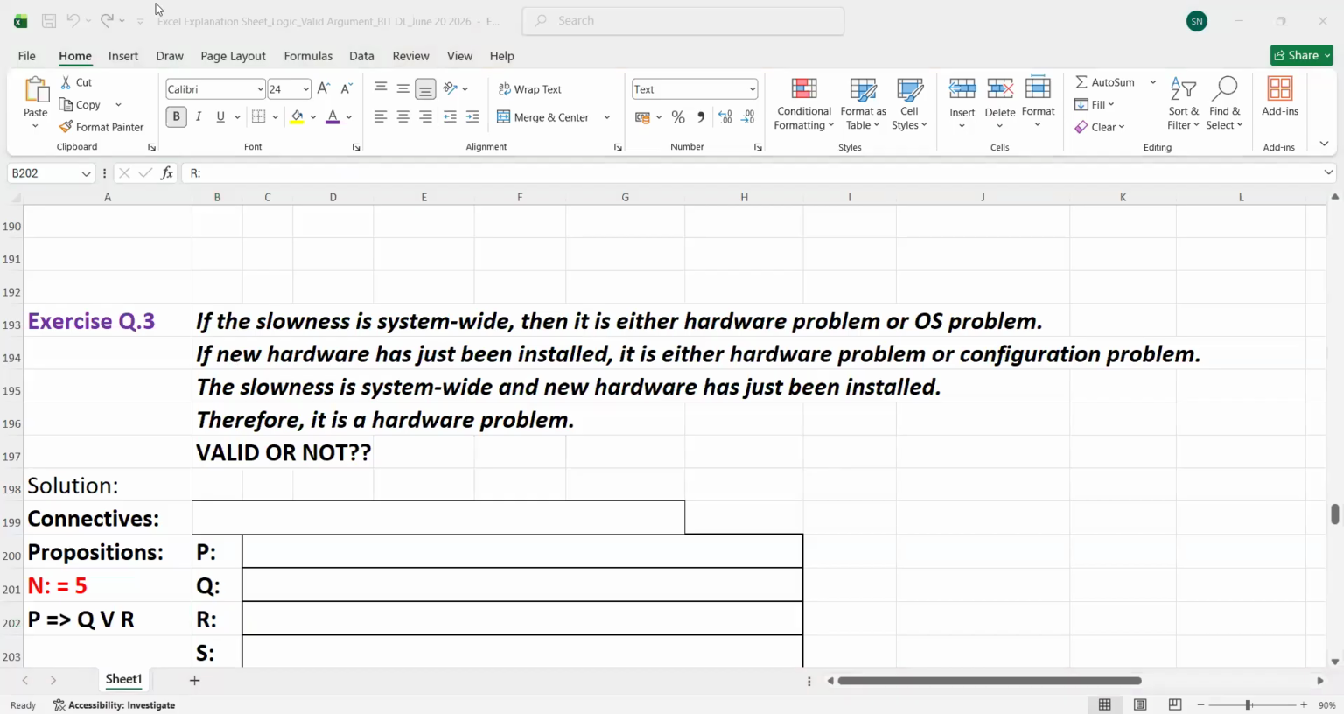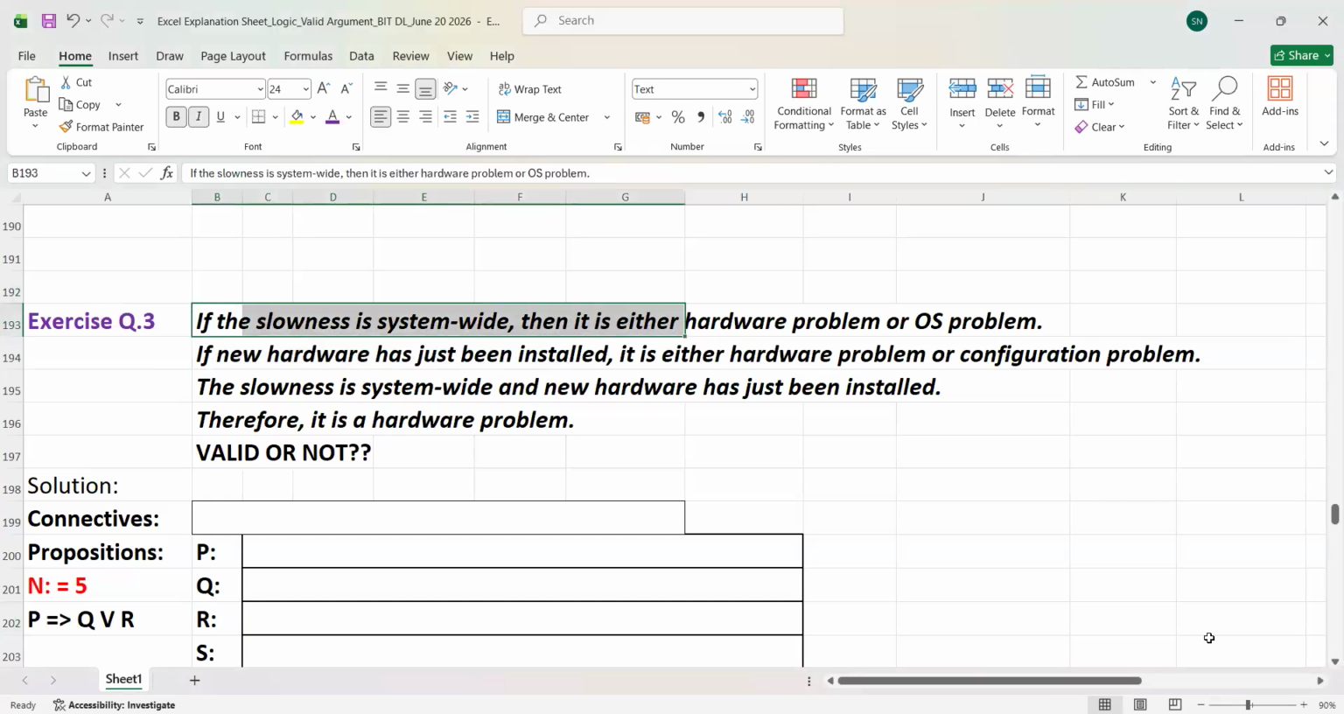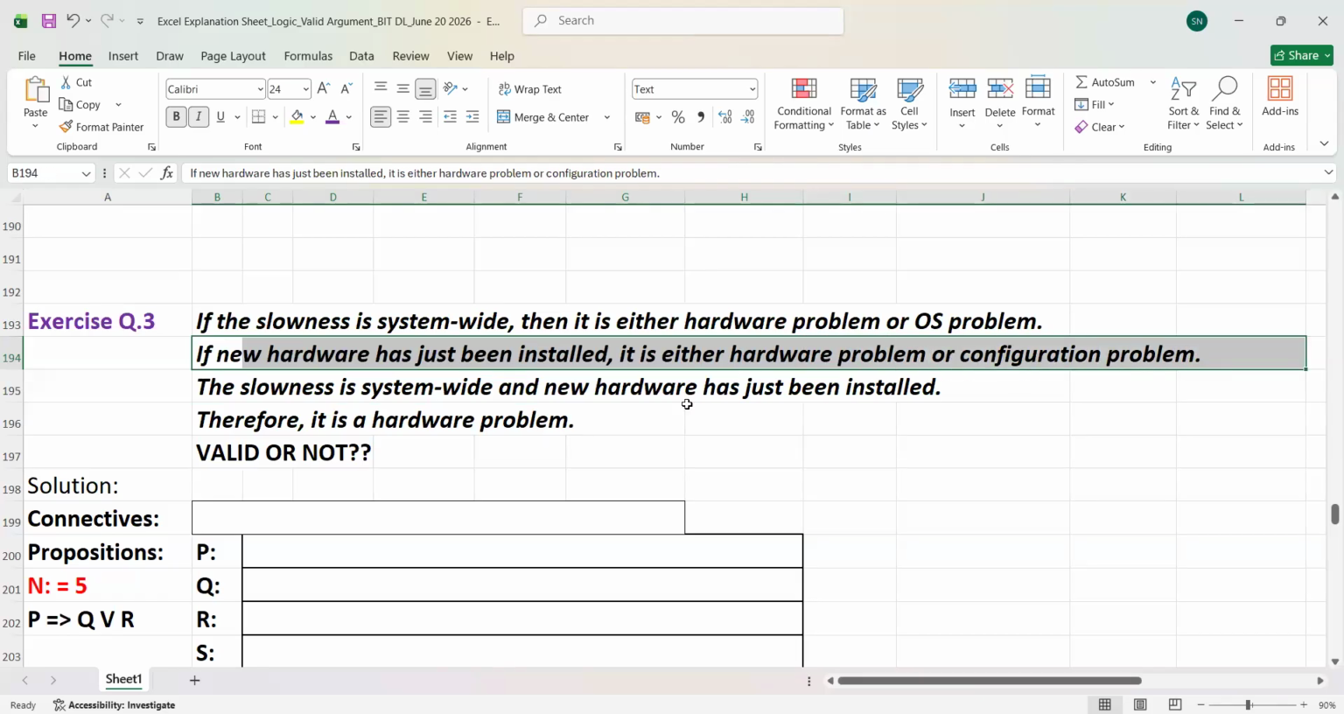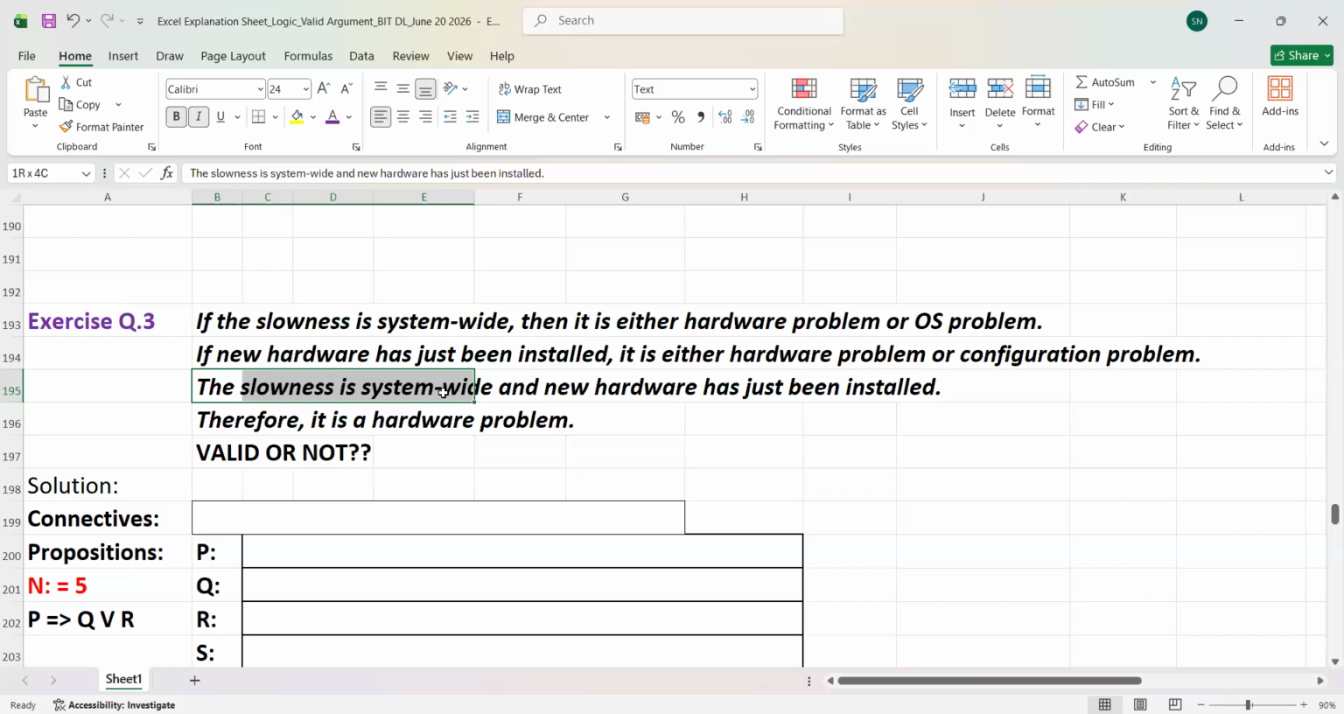The question says that if the slowness is system-wide, this one I haven't colored anything, so you have to do it yourself. It is either a hardware problem or an operating system problem, OS problem. Full stop. If a new hardware has just been installed, comma, it is either a hardware problem or a configuration problem, full stop. The slowness is system-wide and a new hardware has just been installed, full stop. Therefore, it is a hardware problem, full stop. Is it valid or not valid?